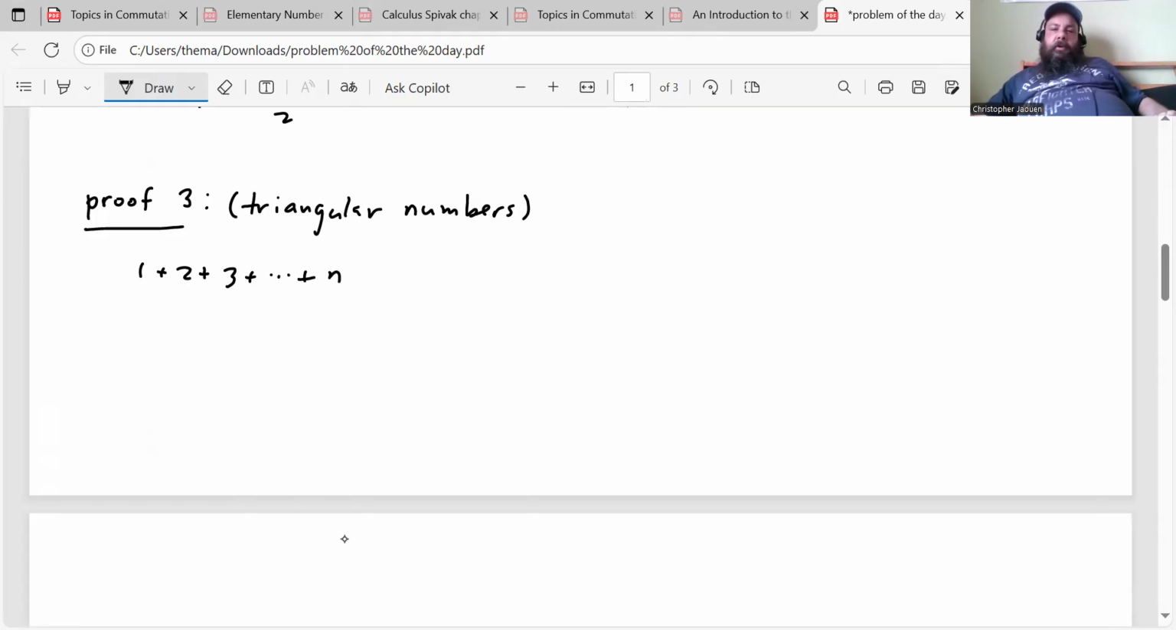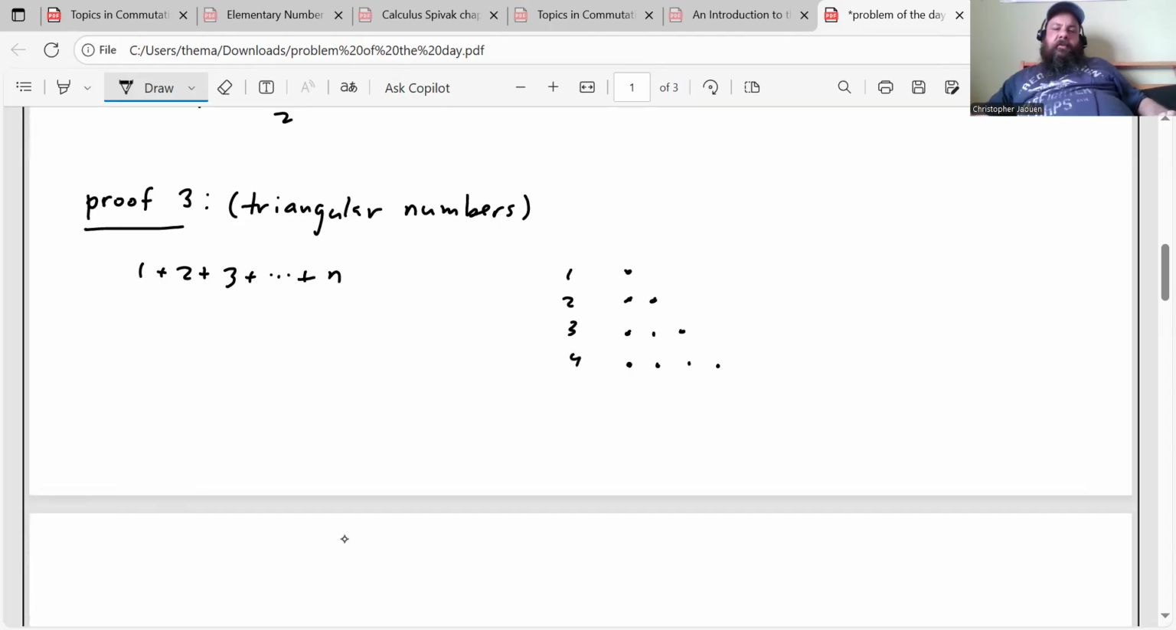Let's actually construct it. So you have 1, and then 1 plus 2 gives you 3. 1 plus 2 plus 3 gives you 6, and so on like that. So if you add 4, 1 plus 2 plus 3 plus 4, you're adding all of these up. And then if you go down to the nth step, you'll have n dots here, and you'll have a triangle shape.